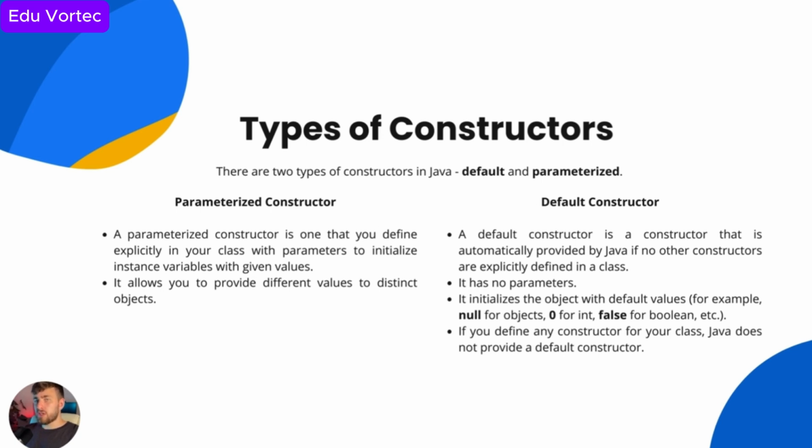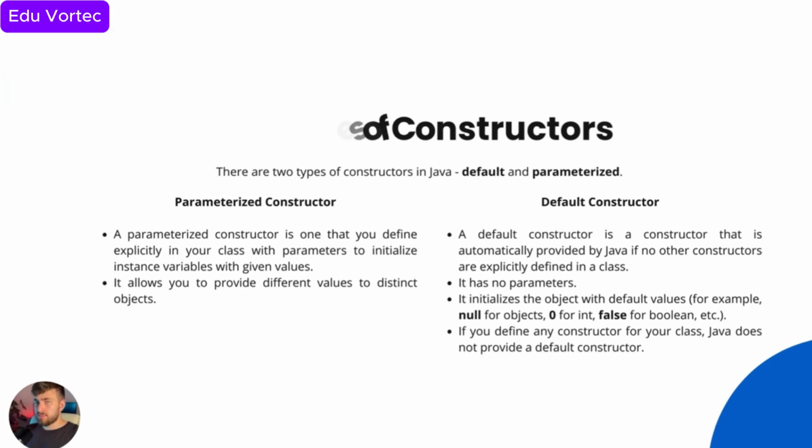A default constructor is a constructor that is automatically provided by Java if no other constructors are explicitly defined in a class. It has no parameters. It initializes the object with default values, for example, null for objects, 0 for int, false for boolean, and etc. If you define any constructor for your class, Java doesn't provide a default constructor.